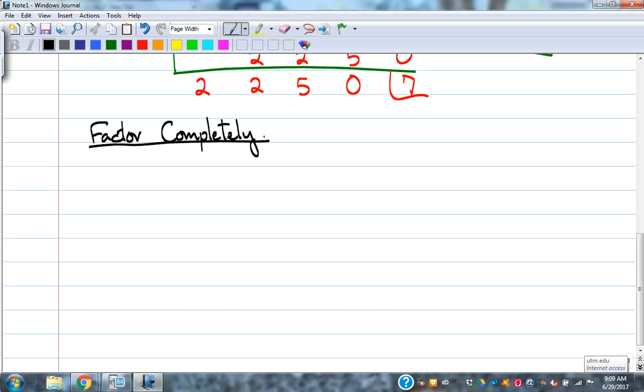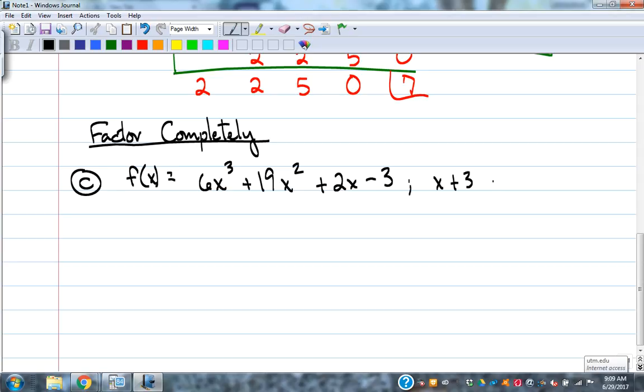All right. So we'll start out with this polynomial f of x is equal to 6x to the third plus 19x squared plus 2x minus 3. And they give us a bit of information here. They tell us that x plus 3 is a factor of that polynomial.